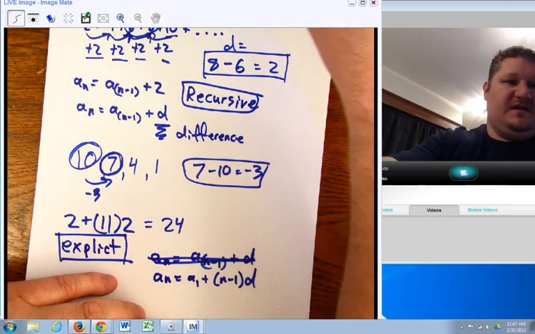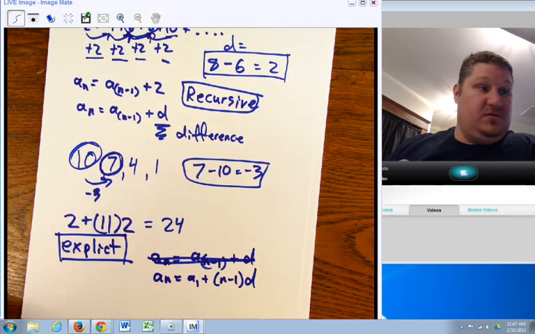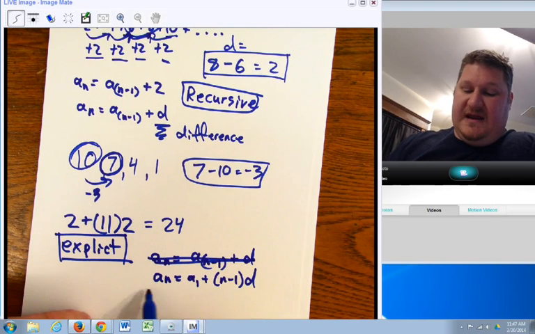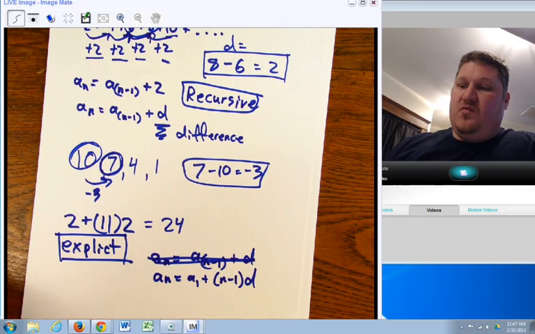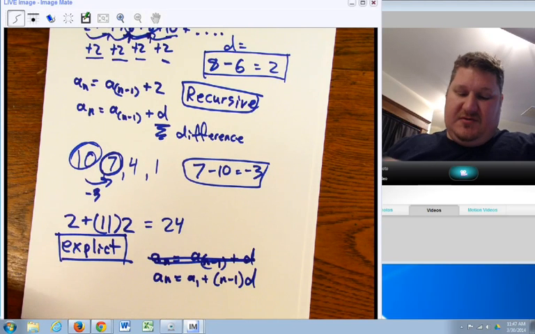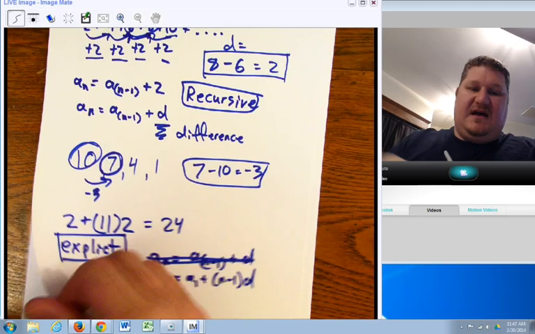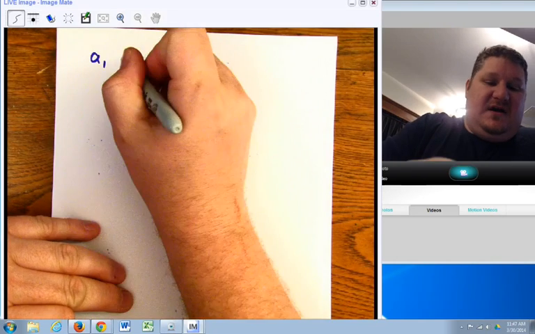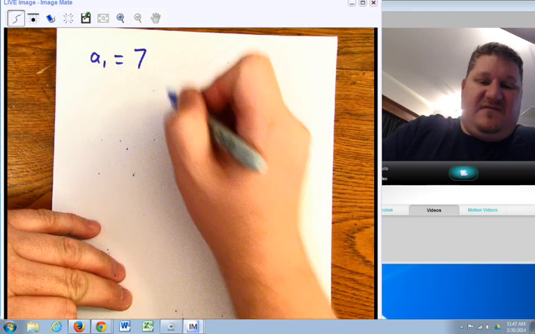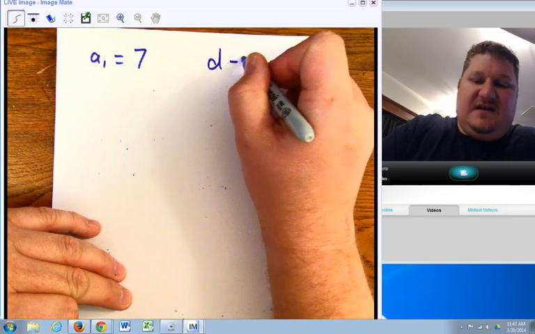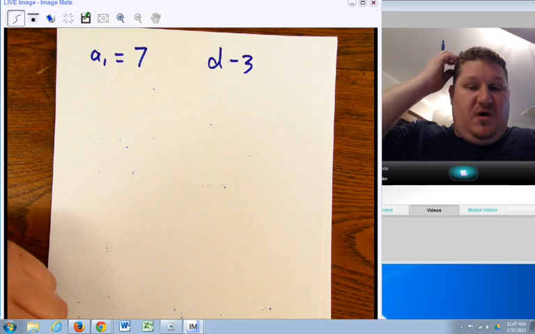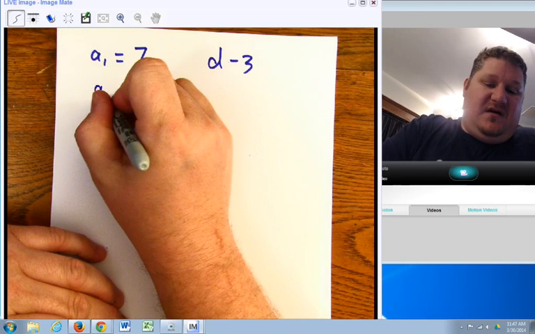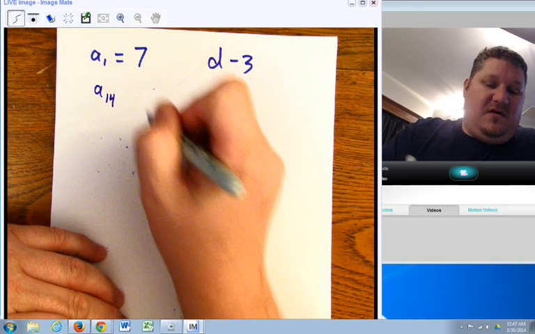Whoa, move the keyboard, move the camera, whole 9 yards. So I can find any given term. So we'll take a look at an example of that. Let's say we have a sub 1 equals 7, and we have a d of negative 3. And I want the a sub 14th term.